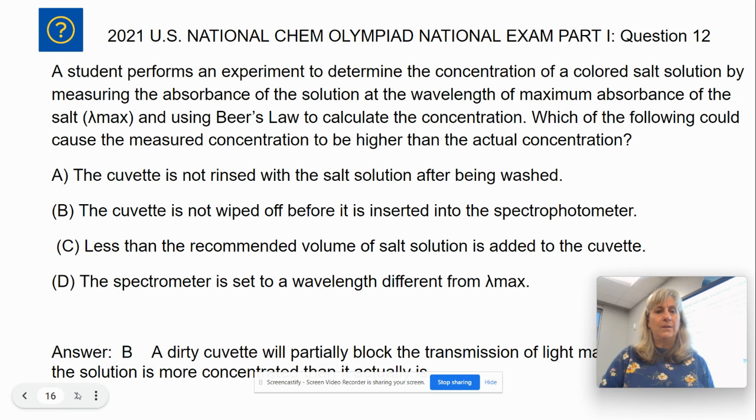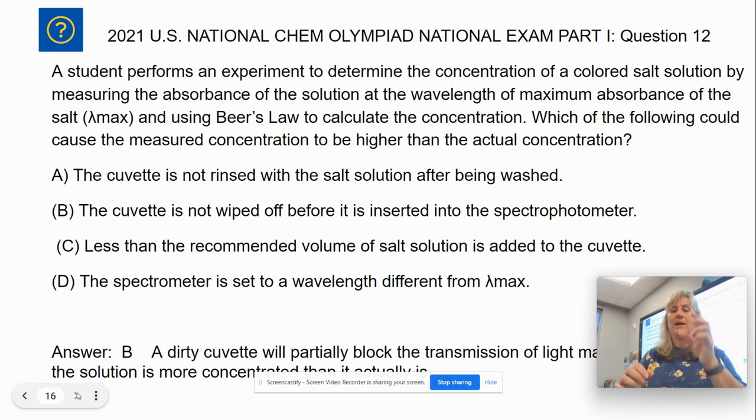So then the third example I have was from the 2021 Chemistry Olympiad National Exam Part 1, question 12. A student performs an experiment to determine the concentration of a colored salt solution by measuring the absorbance of the solution at the wavelength of maximum absorbance of the salt and using Beer's law to calculate the concentration. Which of the following could cause the measured concentration to be higher than the actual concentration? A, the cuvette is not rinsed with the salt solution after being washed.